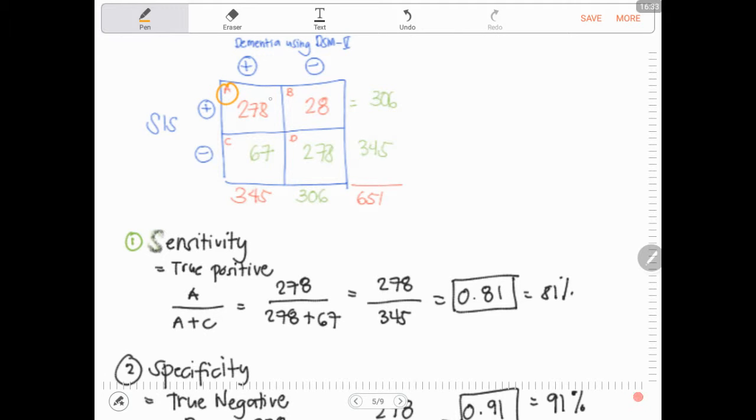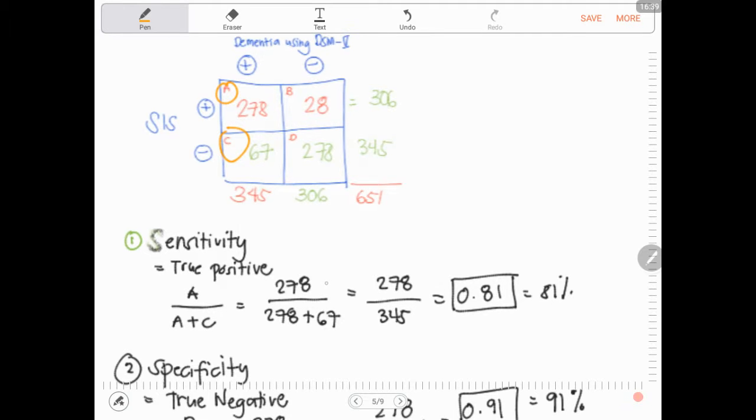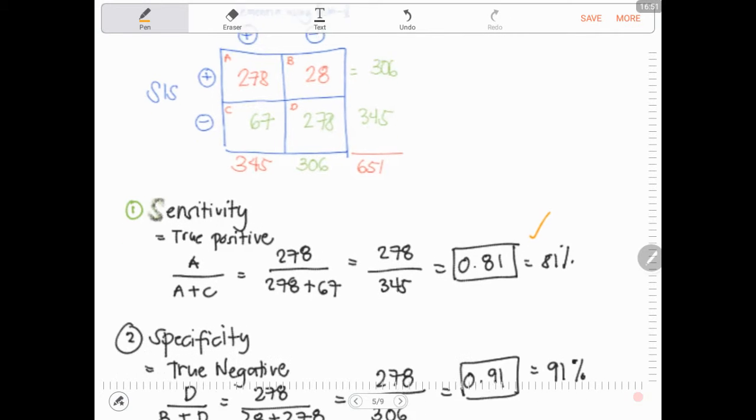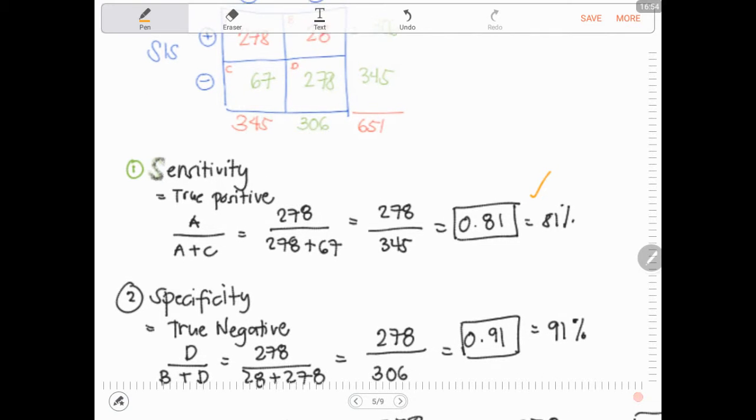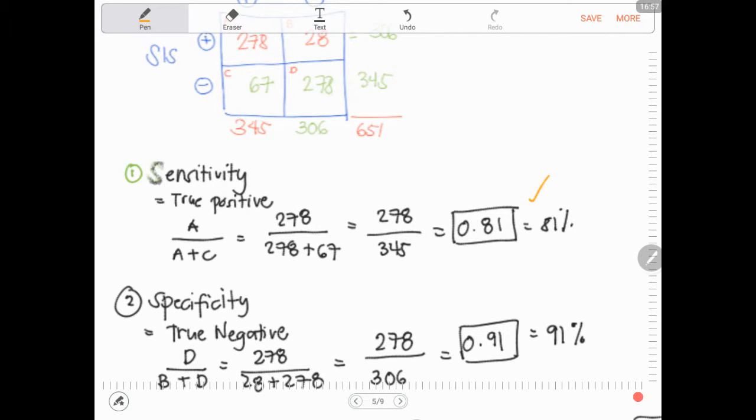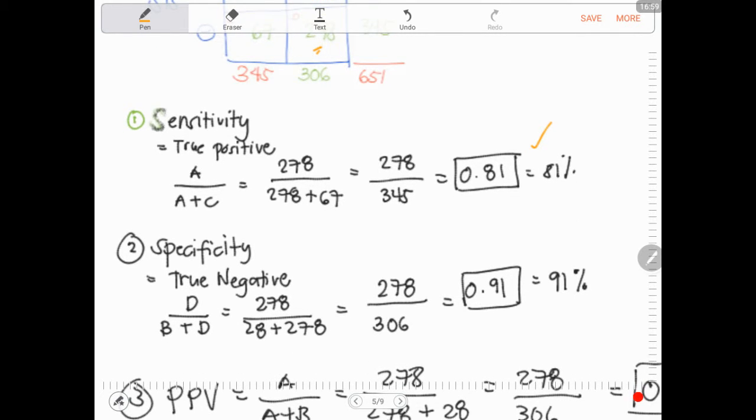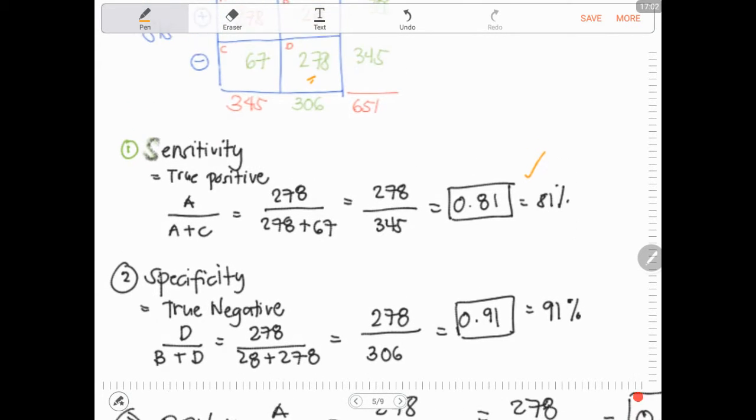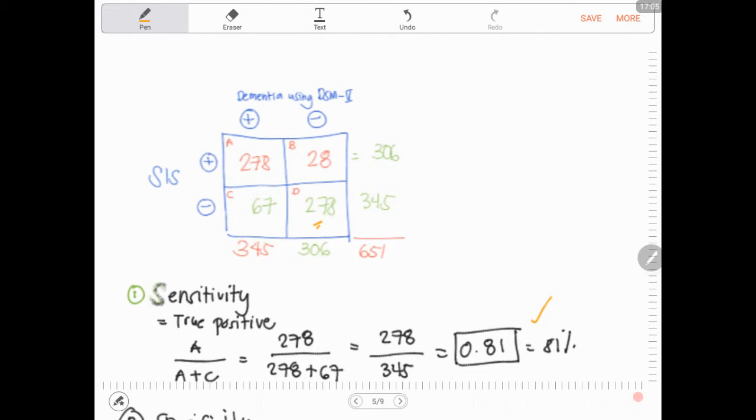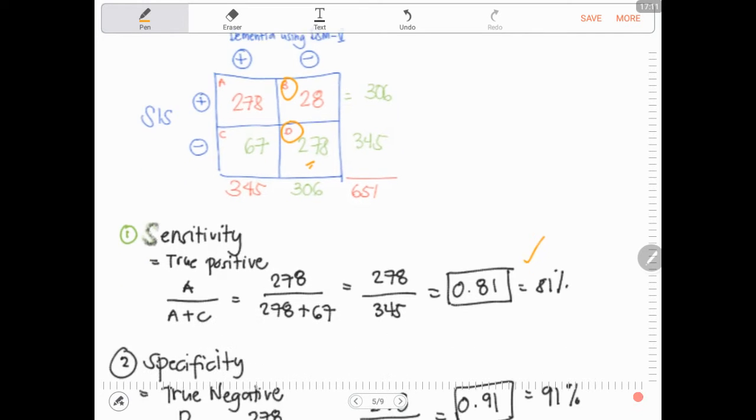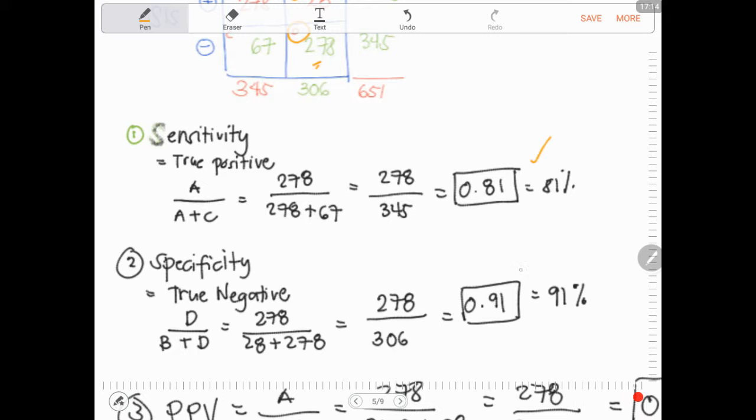That's A plus A plus C. So, this one, 278 plus 278 plus 11. The answer is 81. Tama? Okay. The other one, ang specificity naman is true negative. True negative na talagang wala sa both na test. To get the true negative, you have to do D divided by D plus B. So, the answer is actually 0.91.